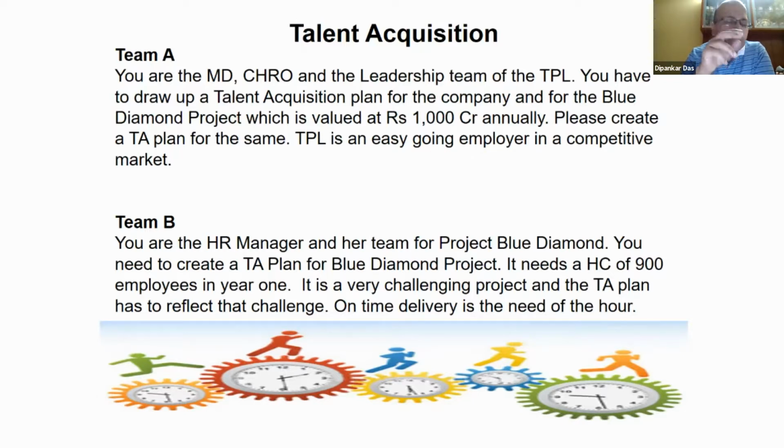So basically two teams, one is a senior team, which will work on what are the things they will look for in the talent acquisition plan, what all things they should have, and team B, which will also plan that, but they are at a manager and below manager level. So what will they plan? So very similar tasks, but small differences. Okay. So I will divide you into two groups, team A and team B.